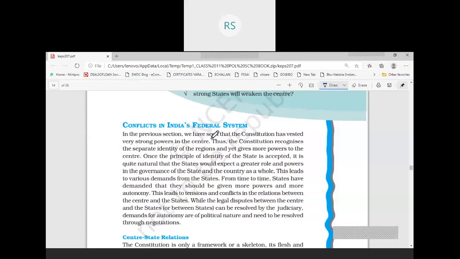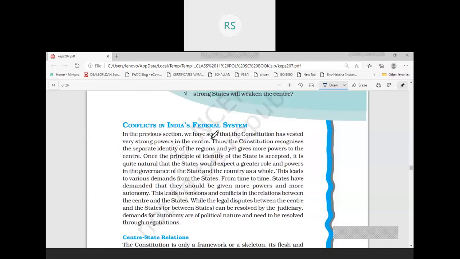There are various types of demands from the states from time to time. States have demanded that they should be given more powers and more autonomy. Autonomy means there should not be interference from the center. This led to tension and conflict in the relation between the center and the state. So these demands which are made by the states are causing conflict.